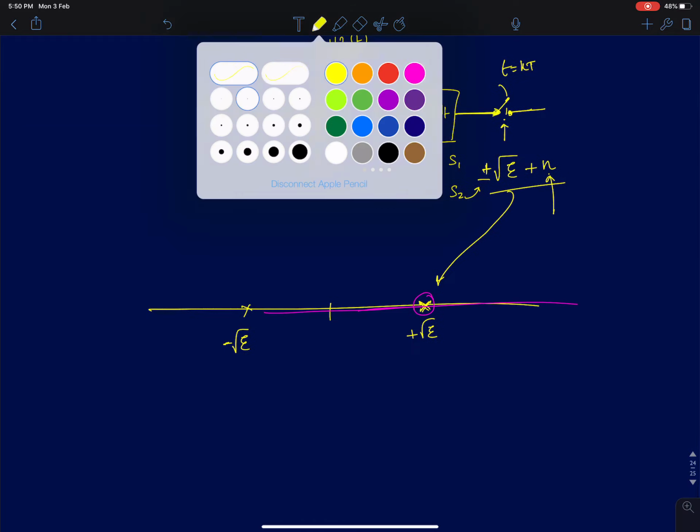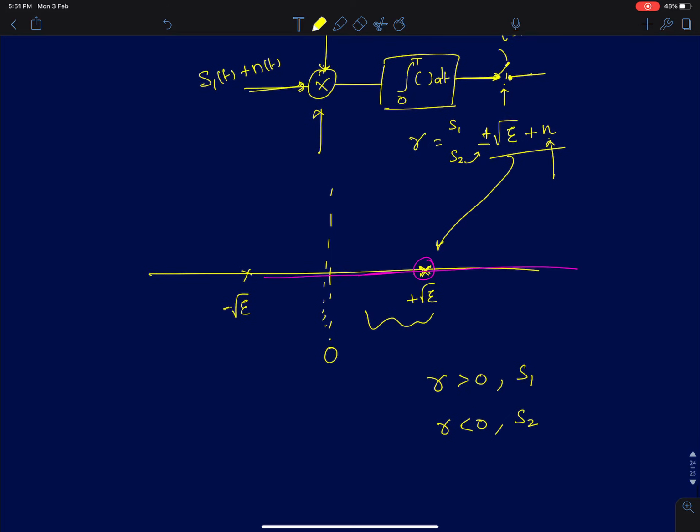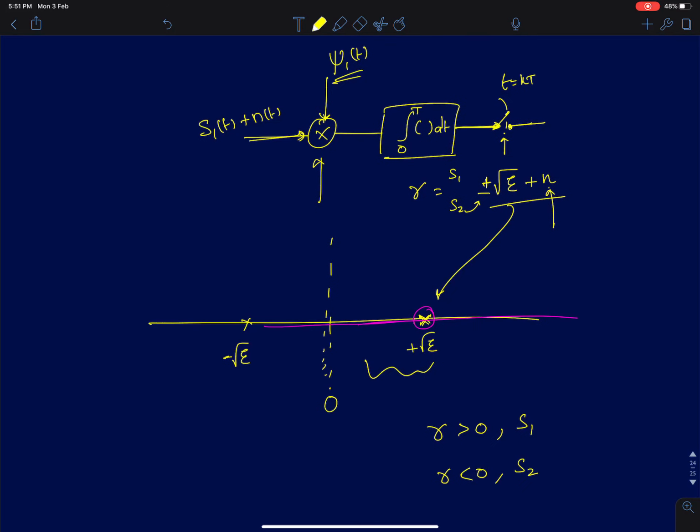Now the receiver, what we are going to do is put a threshold here. It's called a thresholding receiver. We will just put it at 0 and say if my received signal, which I'm going to call R, is greater than 0, I'm going to say S1 is transmitted. If R is less than 0, I'm going to say S2 is transmitted. That's it.